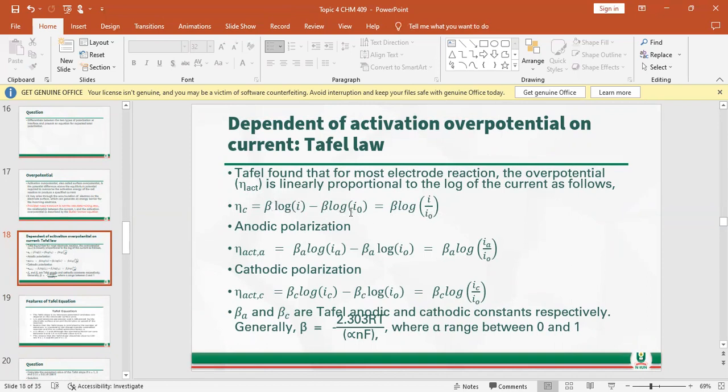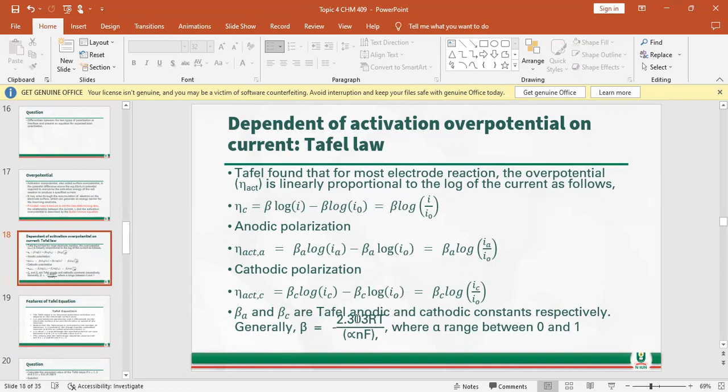But now you can split it for anodic and cathodic. We have the anodic, which is given here. For cathodic, we have that, where we place beta C. Because of the minus sign, we divide, and beta C is common, log is common, so you take I C divided by i0. Beta A and beta C are the Tafel anodic and cathodic constants respectively.